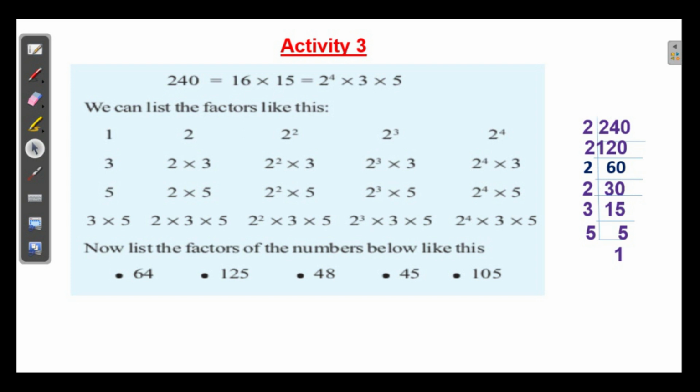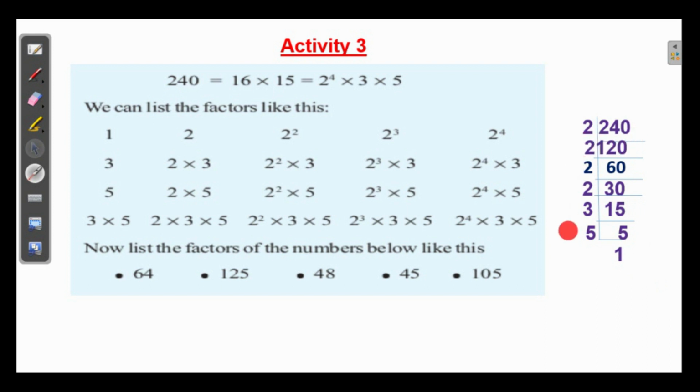Third activity: 240 can be written as 16 into 15, which is 2 power 4 into 3 into 5. We can list the factors like this. An example is given here, and the factors are, here it is 2 power 4. So the factors we can write like this, from the prime factorization of 240.